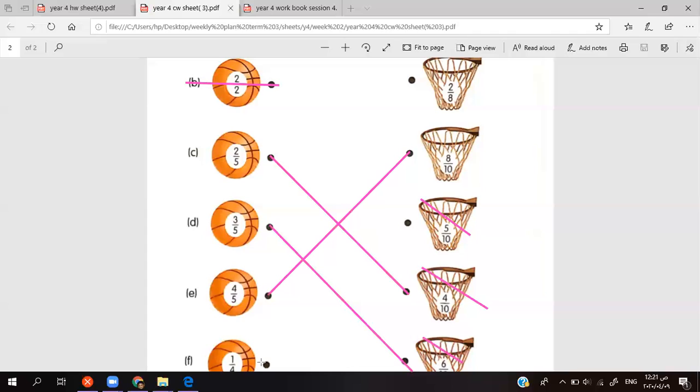And the last one, 1 over 4. How did the 1 become a 2? By multiplying by 2. So let's multiply down by 2 too. 4 times 2 is 8. So then my answer is here. It's right. Okay guys.